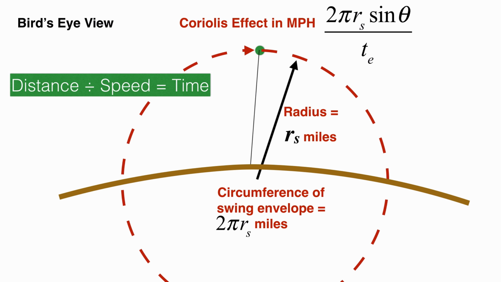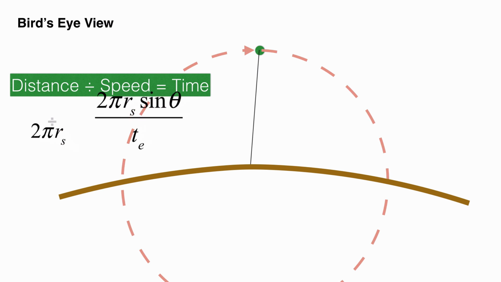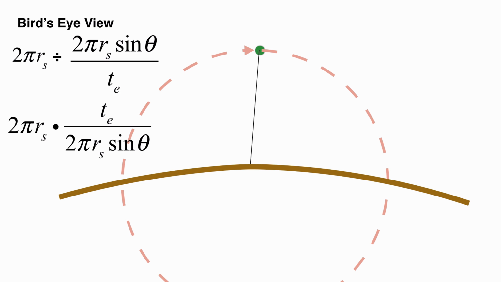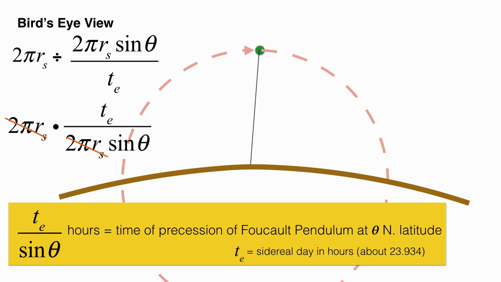So again, distance divided by speed is time. We are interested in the time, the period. So we do distance divided by speed. When you divide by a fraction, you multiply by the reciprocal. And what we find is most of the stuff is going to cancel out. The 2 pi r sub s is going to cancel out. And we're left with t sub e over sine theta. Again, t sub e is the sidereal rotation of the Earth, or it's like 23.9 hours. 23.934 hours. It's a sidereal day. All right, so that's the time of precession.